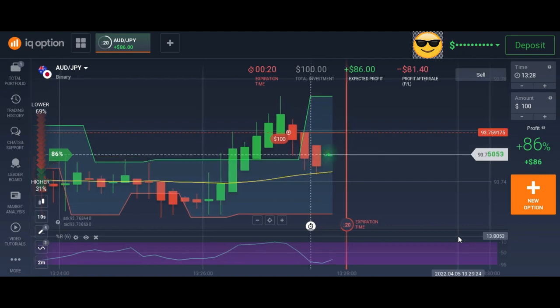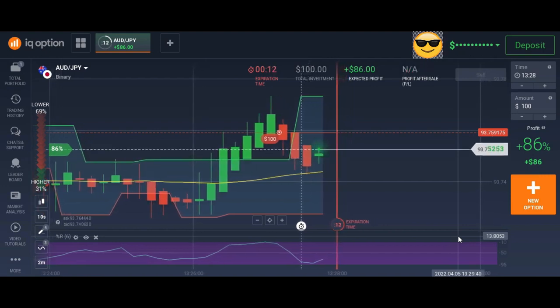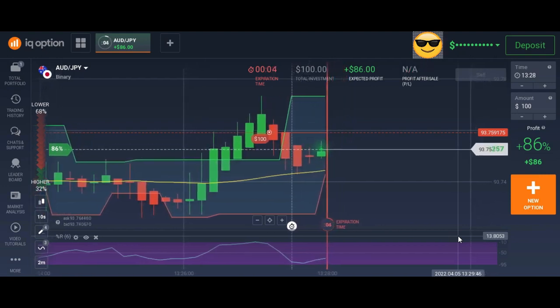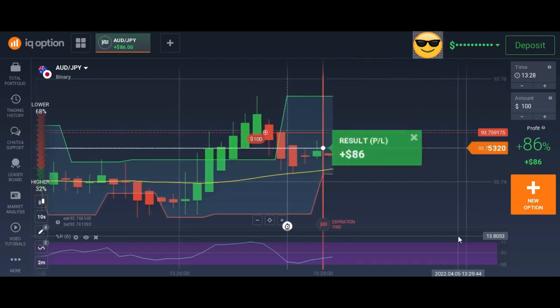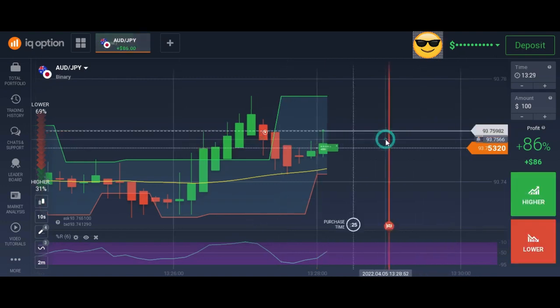The operation is developing very well, and the best thing is that they are very fast operations. Okay, trade 1. Buy.